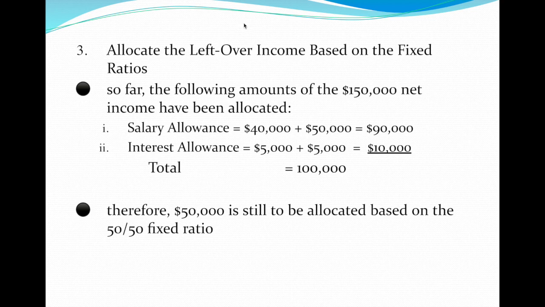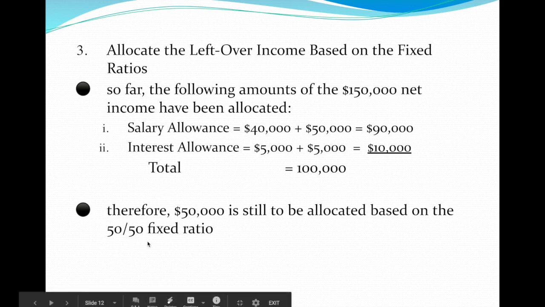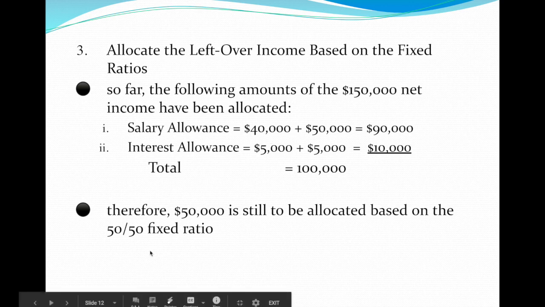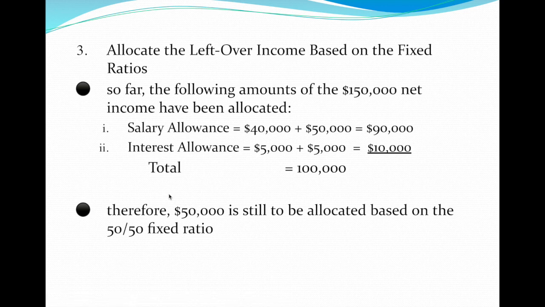All right, so we've written down our salary allowance and our interest allowance. Step three is to allocate the leftover income based on the fixed ratio. In this case, it was 50-50. Now remember, if the ratio isn't 50-50, this is where things would start to be different. And they're already different in one respect, in that the salary allowance is different for the two gentlemen. There could be a different ratio here. It could be 60-40 or whatever.